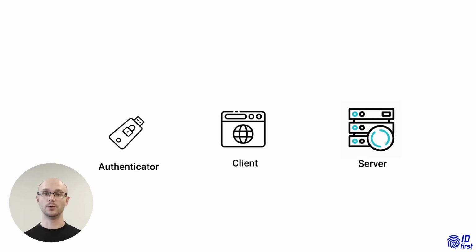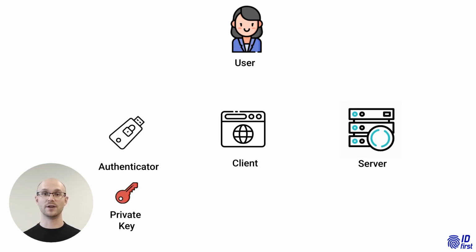In Passkeys and FIDO2, there are three main components: the authenticator, client, and server, plus of course the user. The authenticator is a device that securely stores your private key and performs cryptographic functions. It could be a USB dongle, a mobile device, or even your laptop. The client is what interfaces with the user and manages communication between the authenticator and the server, typically a web browser. The server, as in any authentication system, is responsible for verifying the login attempt. It holds your public key.